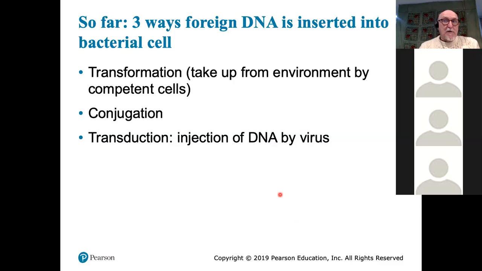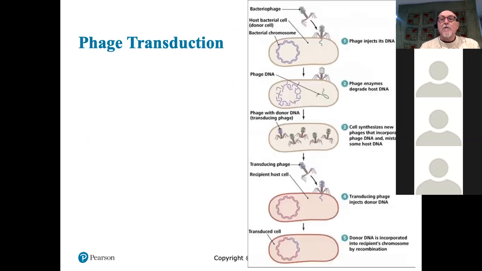I finished off last time describing transduction to you. I'll just quickly tell you again that transduction is a system where viruses attack a bacterial cell. The normal process for phages, for bacterial viruses, is that at one point or another they will degrade the genome of the host. They stop the host from working properly, and instead they co-opt all of the machinery of the cell to start to manufacture viral particles.